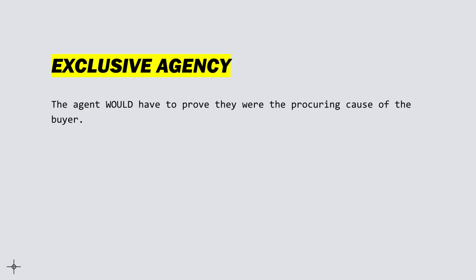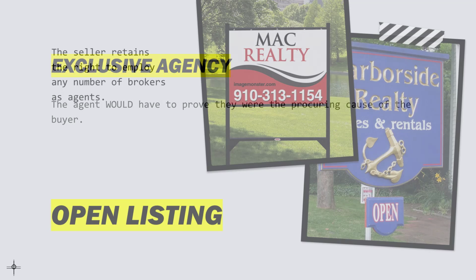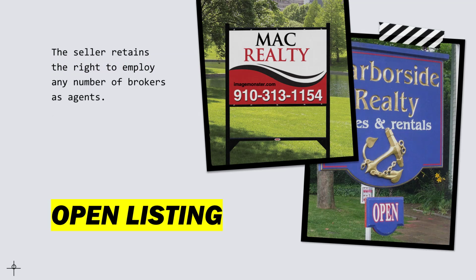Another type of listing to be familiar with is an open listing, also known in some areas as a non-exclusive listing, or we also call it a one-time showing agreement. With an open listing, the seller retains the right to employ any number of brokers as agents. The listing brokers market the property simultaneously, and the seller is obligated to pay a commission only to the listing broker who produces a buyer. Whichever party is the procuring cause of the buyer, that party is due the commission.